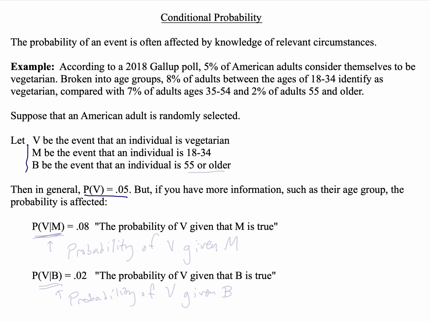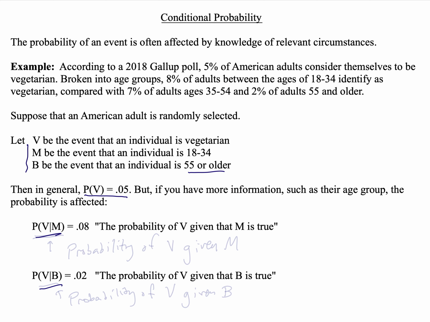But if you have more information, such as their age group, that affects the probability that the individual is a vegetarian. So the probability that the individual is vegetarian given M, that they are between the ages of 18 and 34, would be 0.08 or 8%, whereas the probability of V given B, the probability that they're vegetarian given that they're in the age range of being 55 or older, is 0.02.